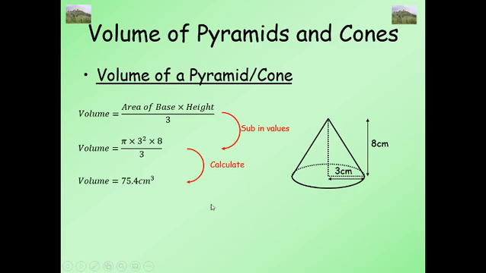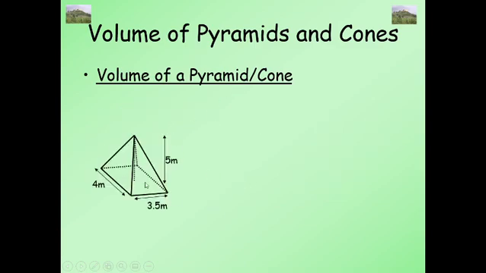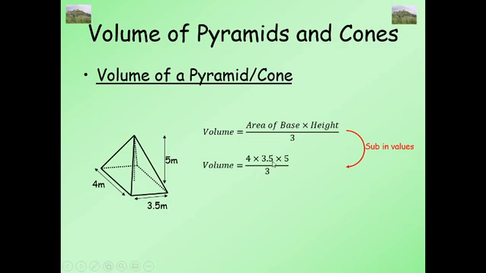Okay, let's have a look, and if we see this is now a pyramid. So the same, we're going to do our area of our base times our height. So we have to go 3.5 times 4, and then we times it by 5. And we can do that all in one. There you go, 4 times 3.5 times 5 divided by 3. Okay, and you just stick that into your calculator, and you get the answer of 23.3 centimeters cubed.